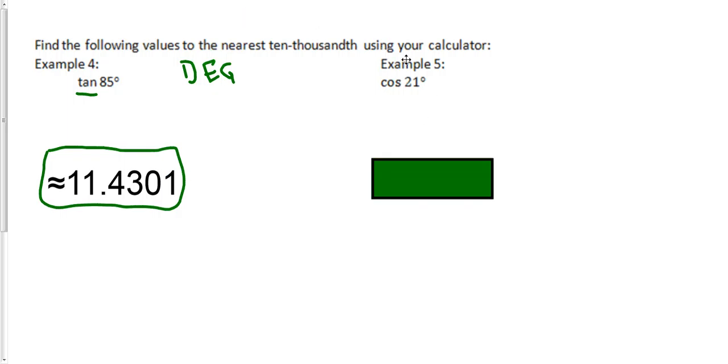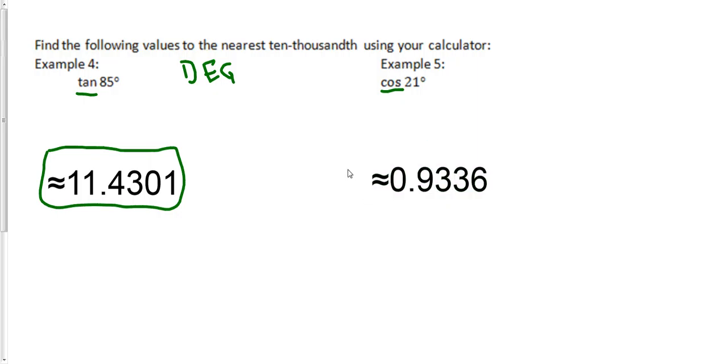Same thing for cosine of 21. You're just plugging that in. There should be a cosine button, C-O-S, and then 21. Again, make sure it's in degrees. When you type that into your calculator, you should get about 0.9336. This is your cosine of 21 degrees.